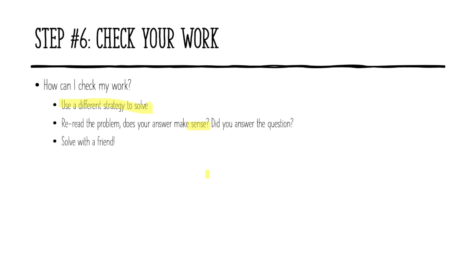Did you answer the question? This is the big one. Make sure your answer makes sense and you answered the question. So if it's asking us about hamsters, we're probably not going to say, well, he had 23 parrots. That doesn't make any sense. That doesn't answer the question, and it's just straight up silly. Next is solve with a friend. Find someone around you. See if they can solve. And if you get the same number, that pretty much tells us you're correct.